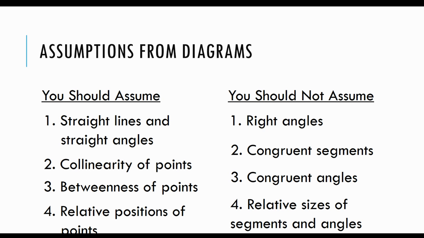And then just the relative size of these segments and angles in general. I can't say that segment's longer than this one unless I clearly know this is marked as 3 inches and this one's marked as 1 inch. Same thing with angles. I cannot assume that's an obtuse angle and this is an acute angle. Unless I'm specifically told that, I cannot assume it.